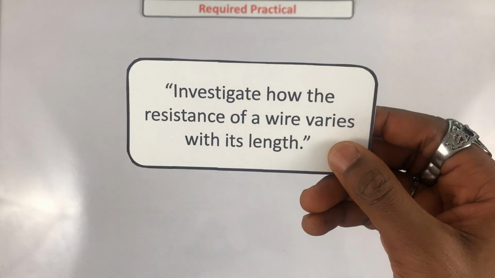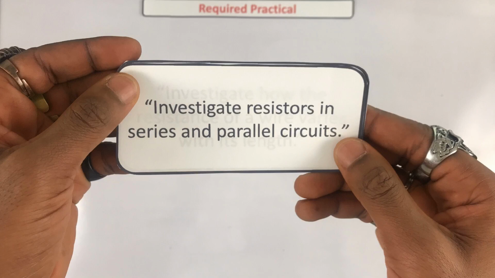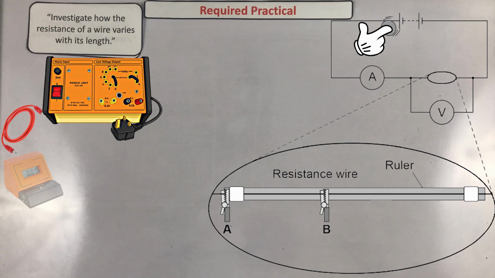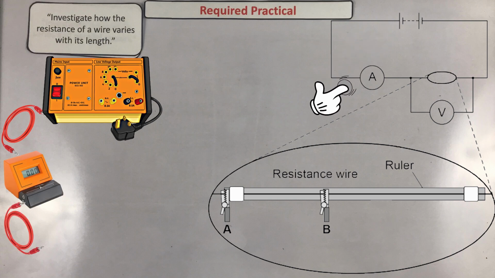Okay, it's time for the practical. This practical is broken into two activities. You will investigate how the resistance of a wire varies with its length, and also investigate resistors in series and parallel circuits. For the first activity, you connect a wire from your power pack to your ammeter. Then from the ammeter you connect the wire to your first crocodile clip.